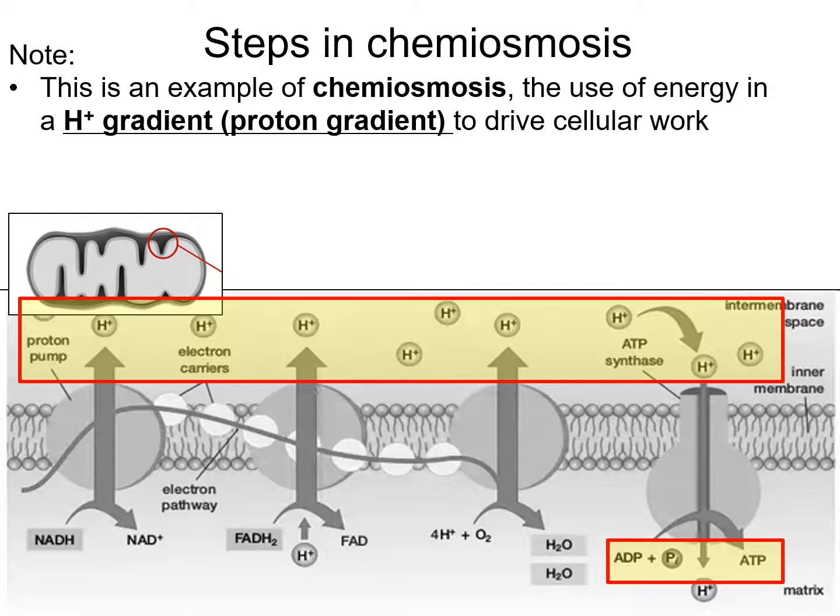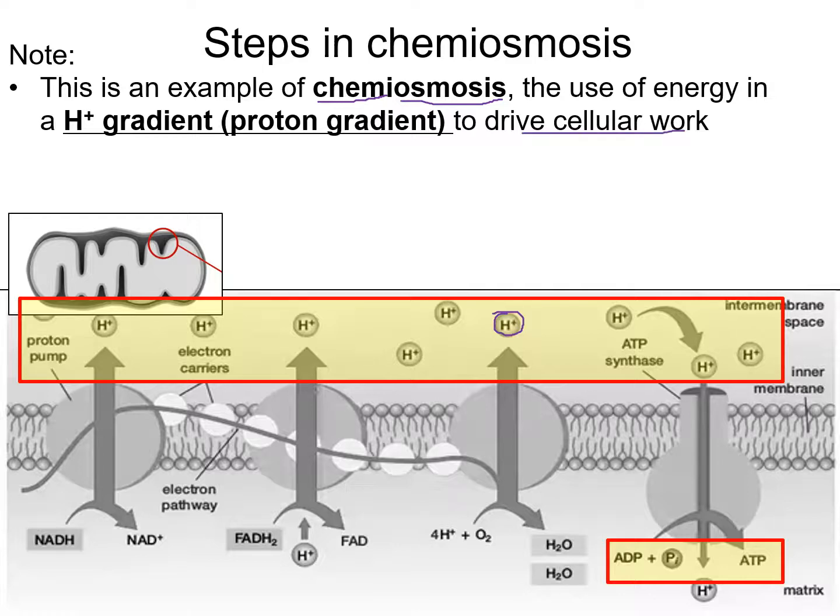So we say this is an example of chemiosmosis. We looked at osmosis before, which is where you have a flow of water from one area to another. Well, this is chemiosmosis because it's the flow of a chemical. And this flow of this chemical, when I say chemical, I mean these protons, is used in order to drive cellular work.